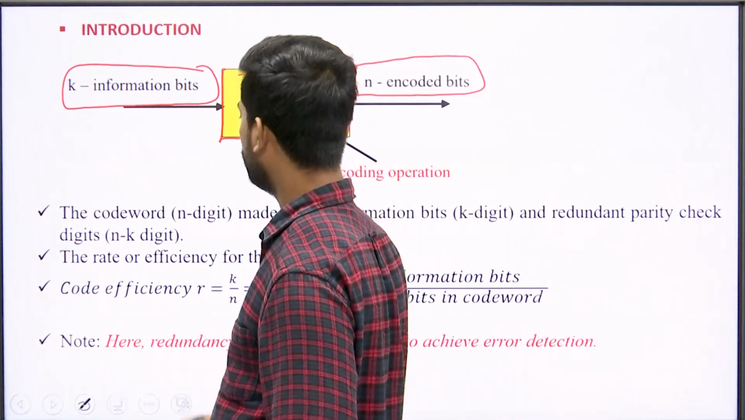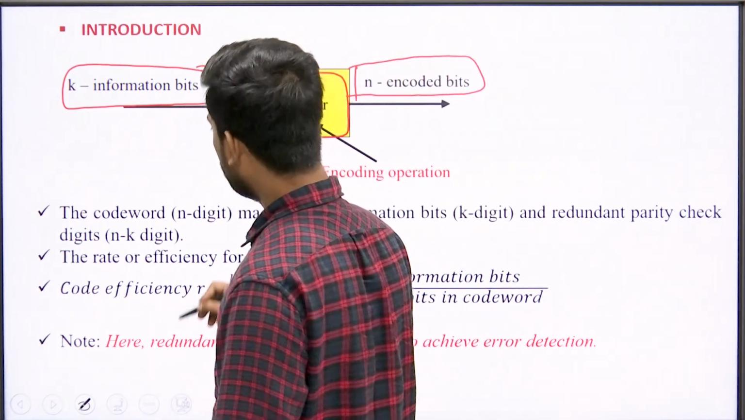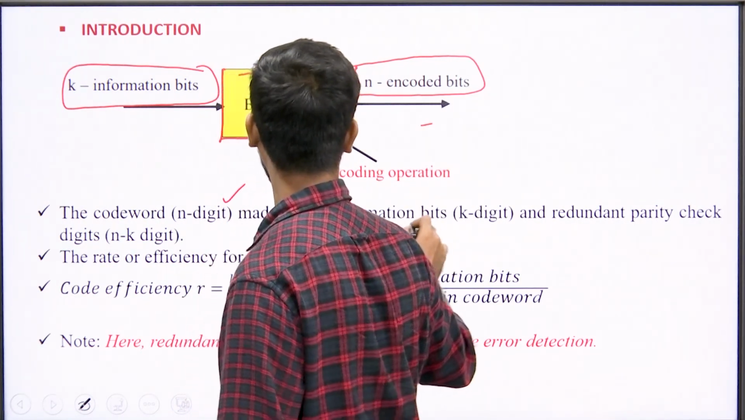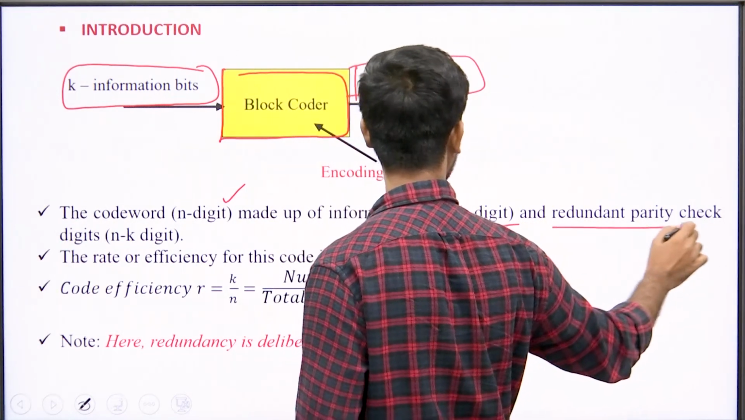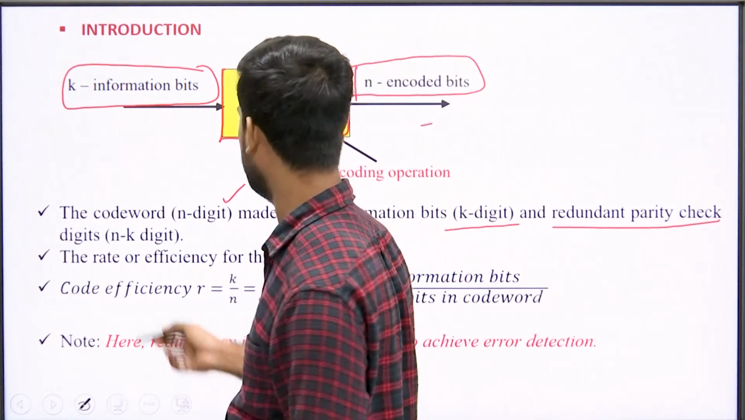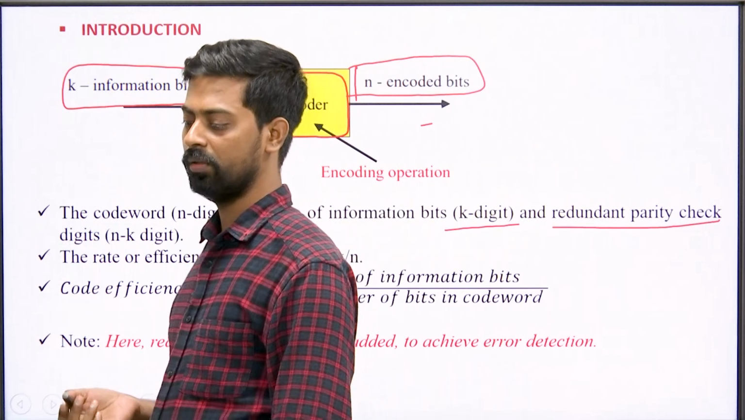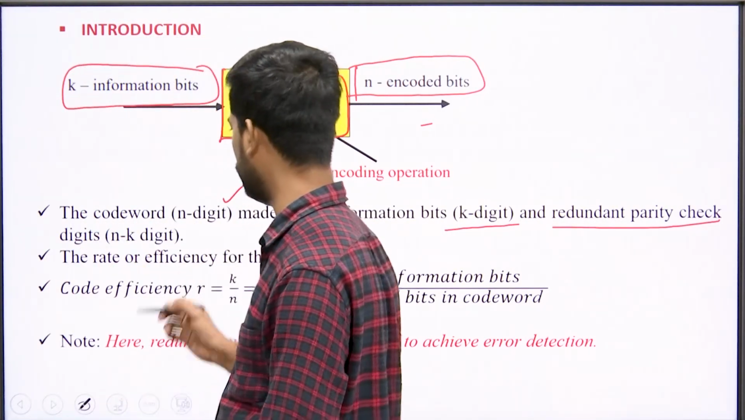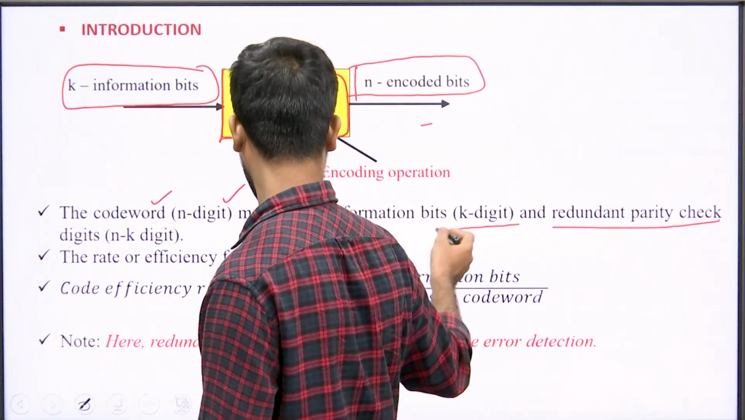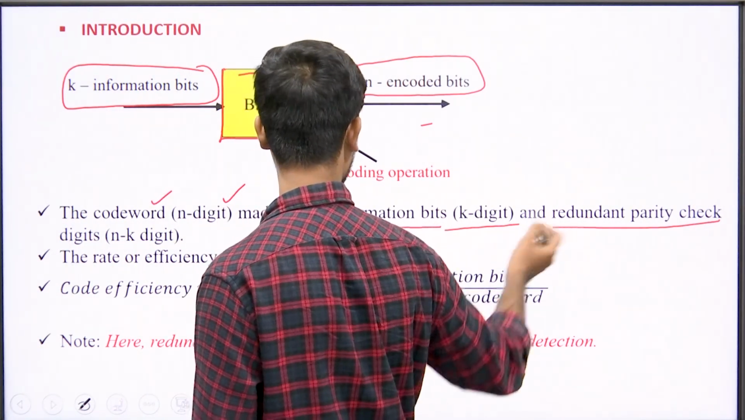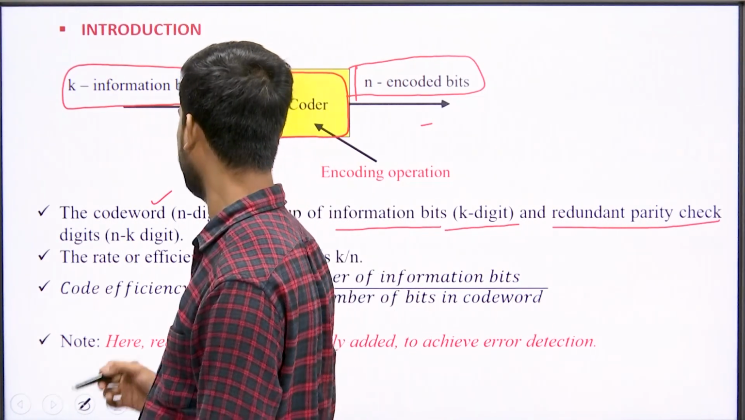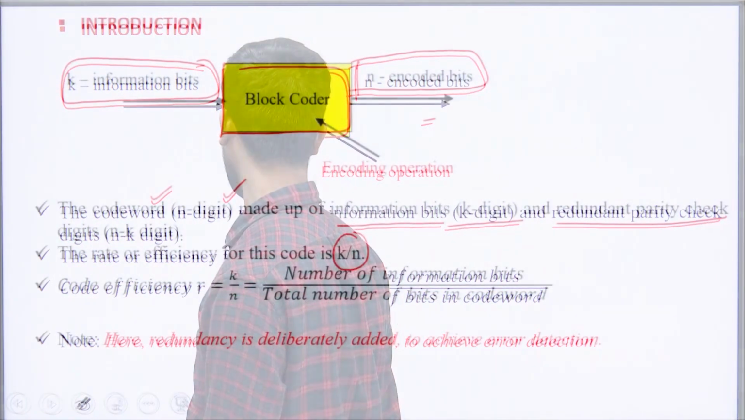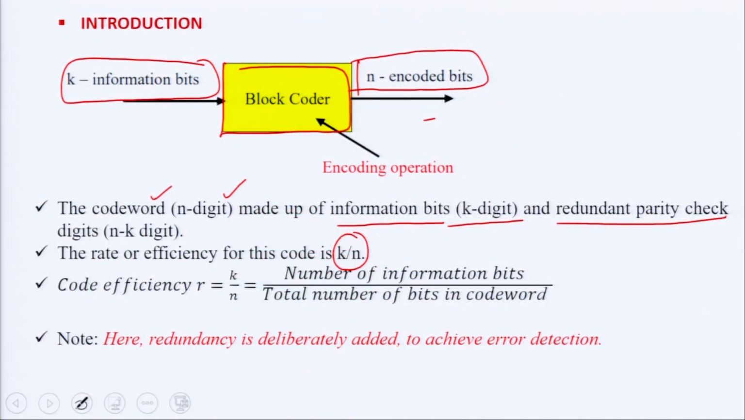So the code word is n digits, made up of k information bit digits and redundant parity check digits, n minus k digits. We have already discussed this in the previous lecture. So your total code word will be the sum of information bits and the redundant parity check digits. The rate of efficiency for this code is k by n, the code efficiency r.